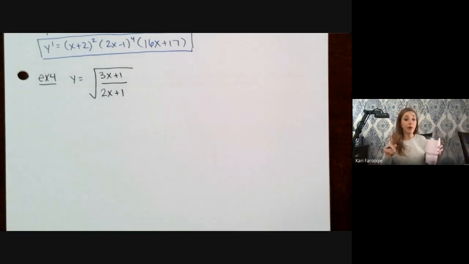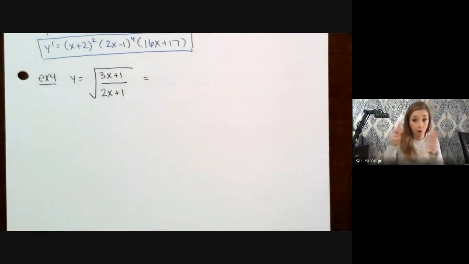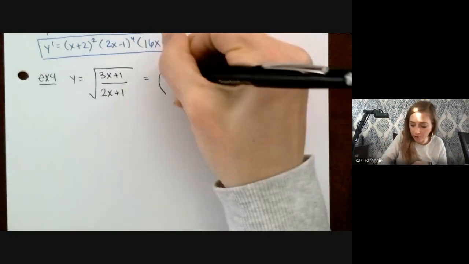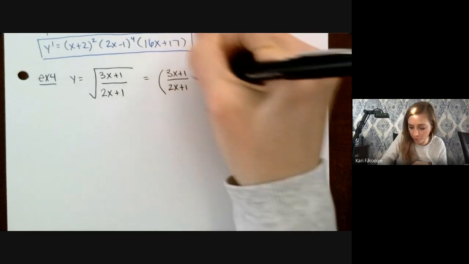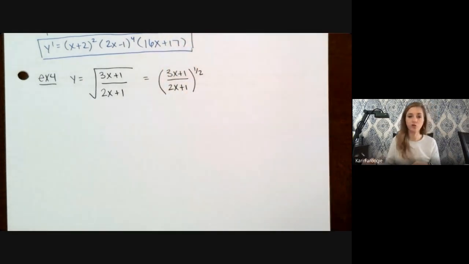Now, I'm going to remind you, when we saw radicals in any of these previous sections for derivatives, we mostly probably just saw them in 3.1. We always rewrote them so that we had a rational exponent. So I'm going to do that first. So instead of writing this as just one whole square root, we can write this as 3x plus 1 over 2x plus 1 to the 1/2 power.